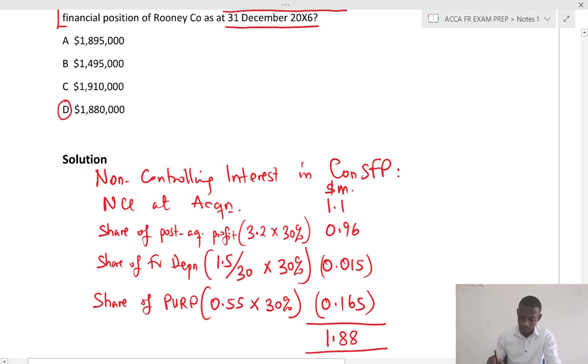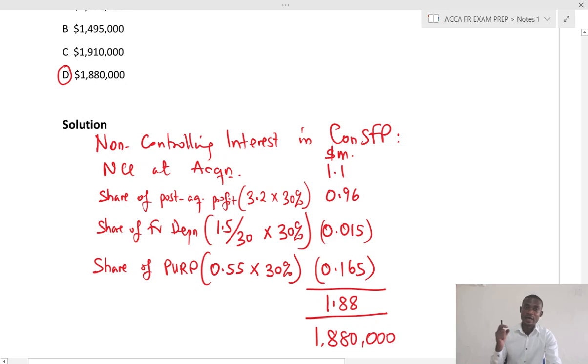So remember that in calculating the NCI for the consolidated financial position, you need the cost of the NCI at acquisition, or the value, their share of profit or loss. If there's any impairment, you have to share it. If there is fair value depreciation, you have to share it. And if there is unrealized profit, you have to share it.